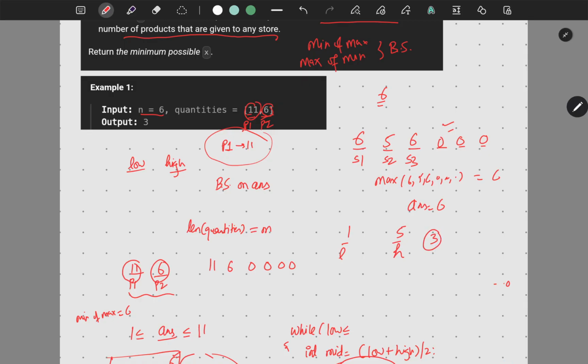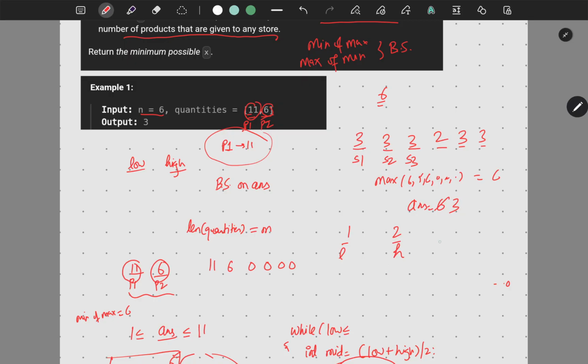So now we will check whether we can distribute 3 or not. So what would we do? We try to give each store a quantity of 3. So for P1, 3, 3, 3, and now we would have 2 quantities of P1 left, and for P2 we would give 3 and 3. So it is also possible. So now we would set our answer to 3, and our low and high range would be 1 and 2.